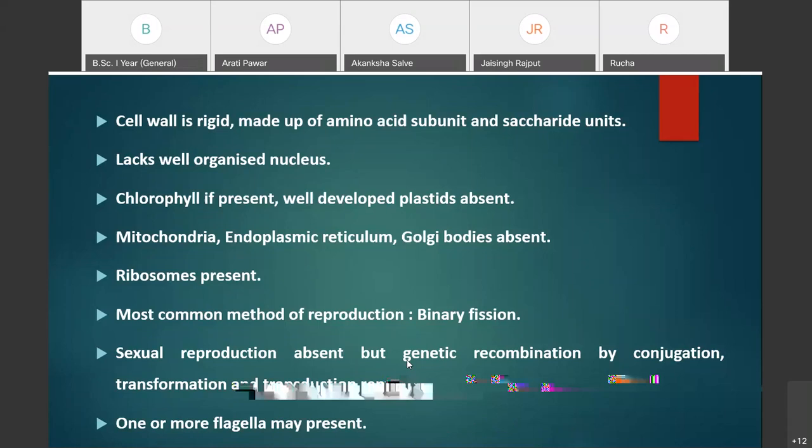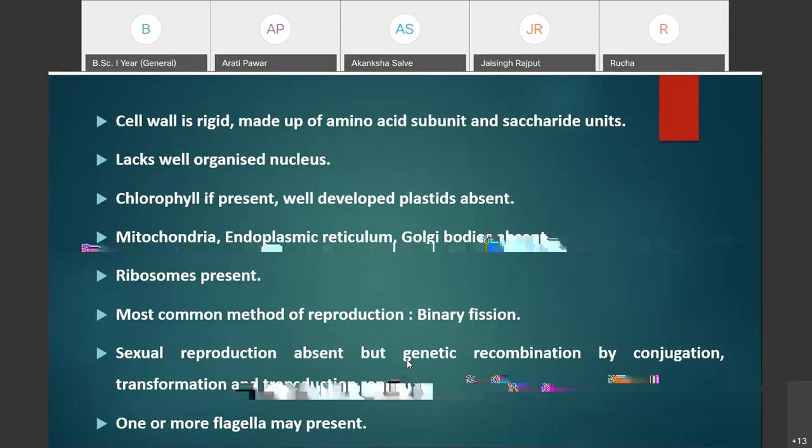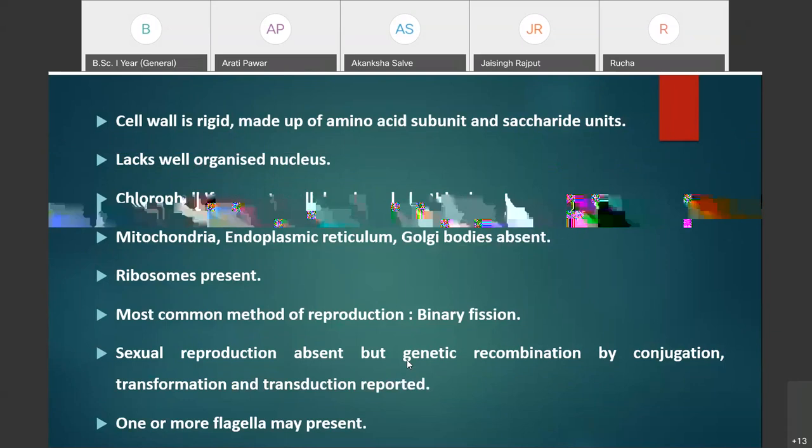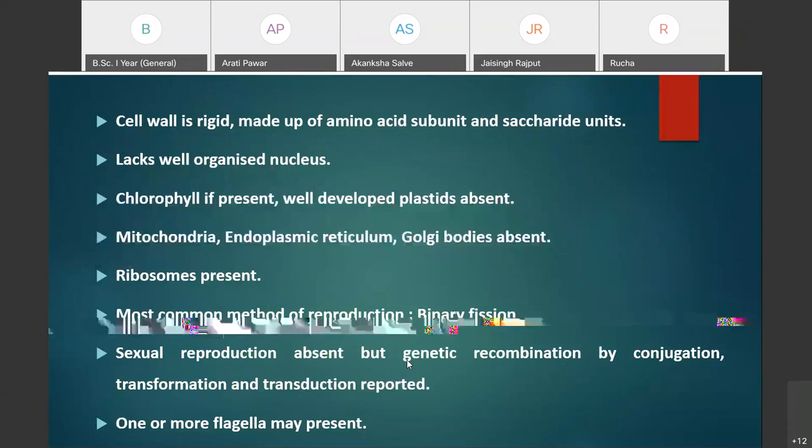But genetic recombination, the transfer of genetic material from one cell to another cell, is reported, and it takes place by three methods. Genetic recombination, simply, you can consider it as the transfer of genetic material from one cell to another cell. Here it takes place without formation of a male and a female gamete and without their fusion. There are three methods by which genetic recombination in bacteria takes place: the first one is conjugation, the second one is transformation, and the third one is transduction.